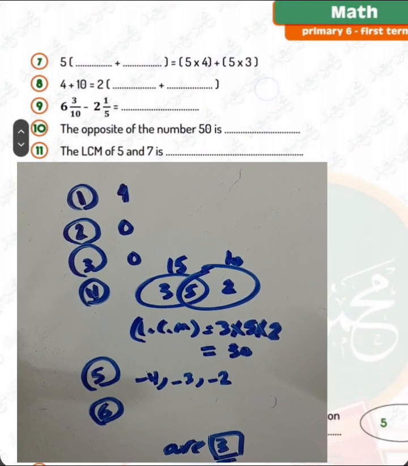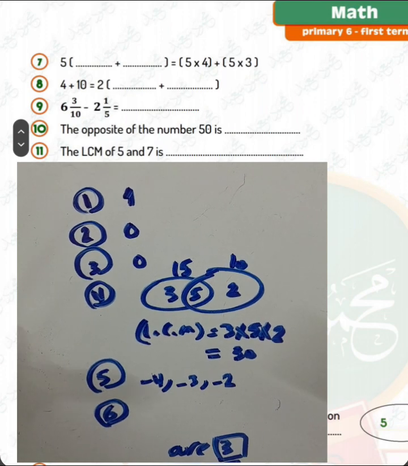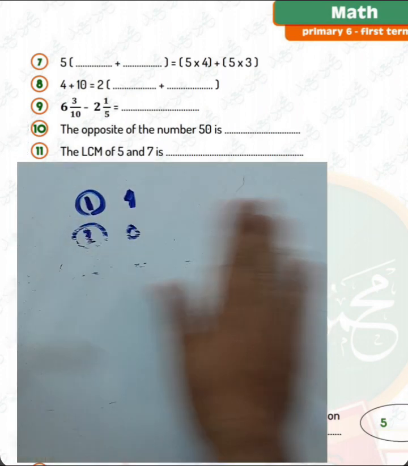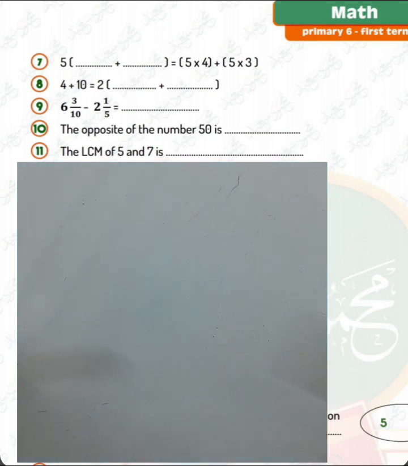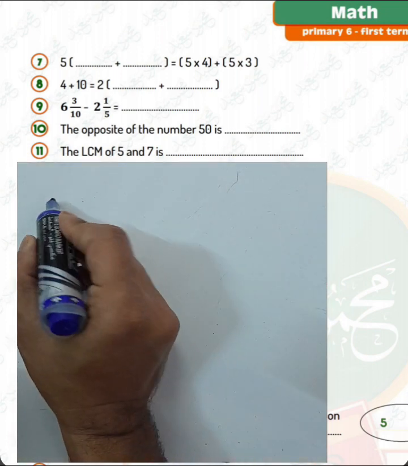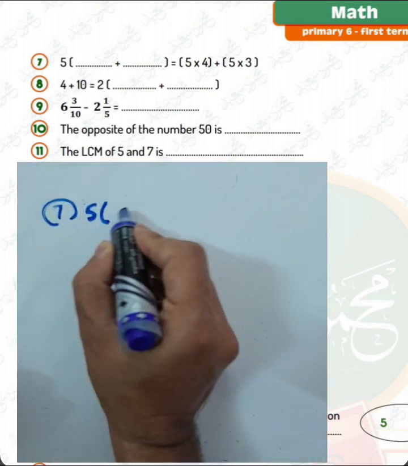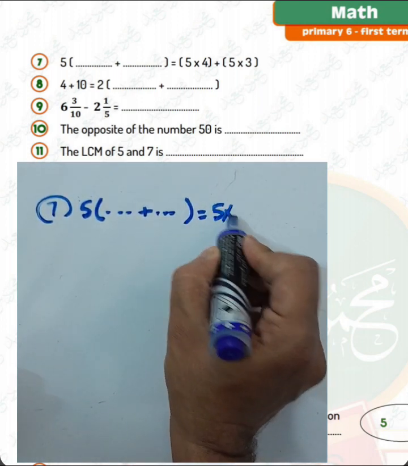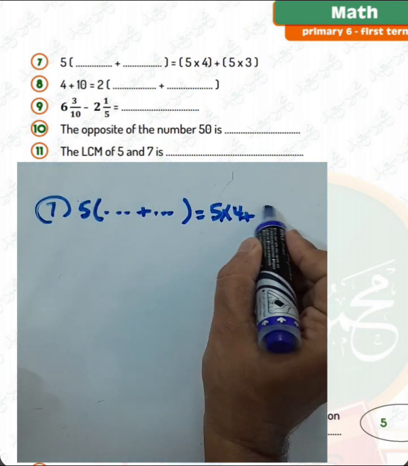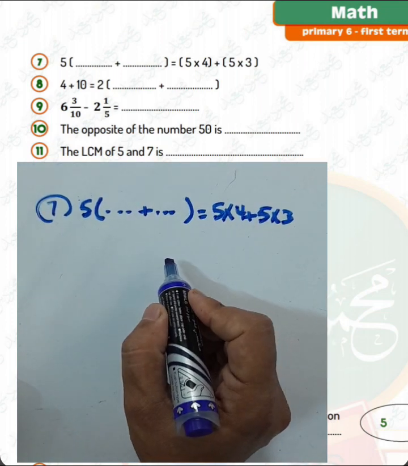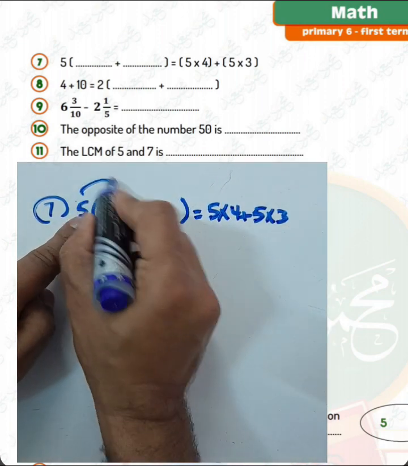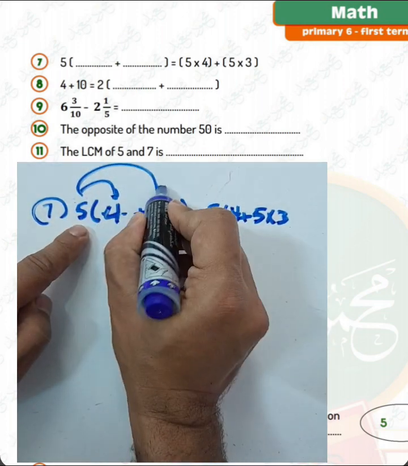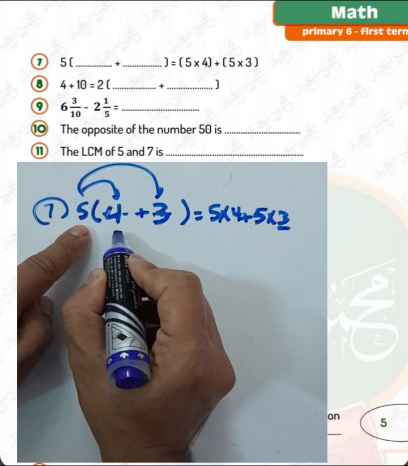Question 7. In this example, use the distributive property on the expression 5 times 4 plus 5 times 3. We have here 5 multiplied by 4 and 5 multiplied by 3. Write 4 and 3 in the space.